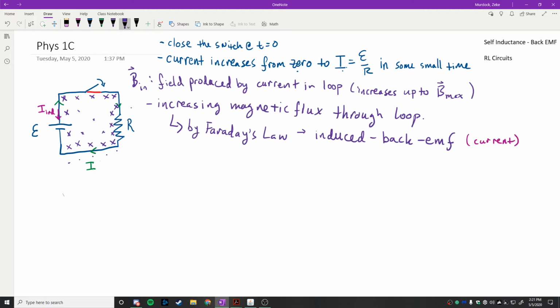This back EMF basically opposes the rise in current. Does that make sense? That back EMF opposes the rise in current. And the effect of this is that the current rises gradually, not instantly, up to the maximum value.